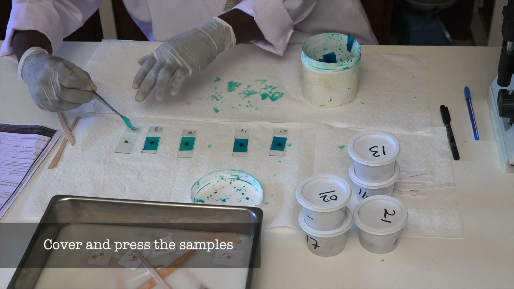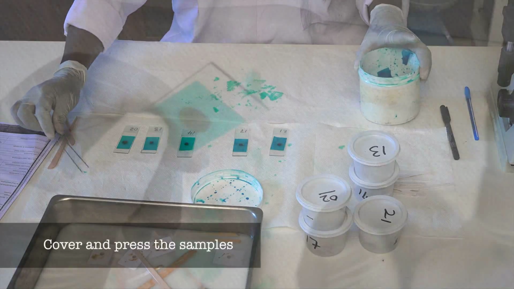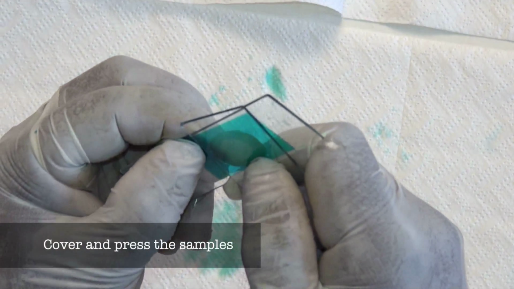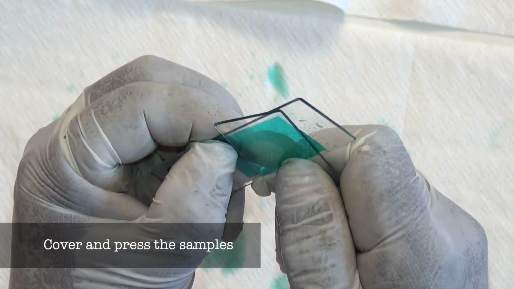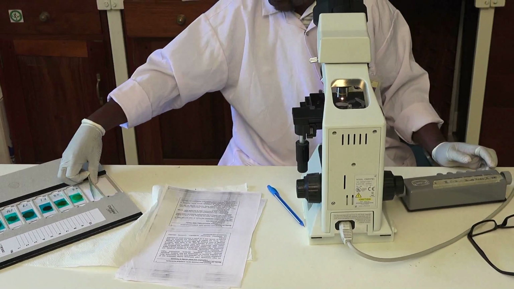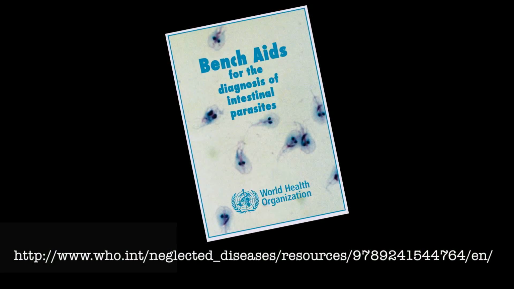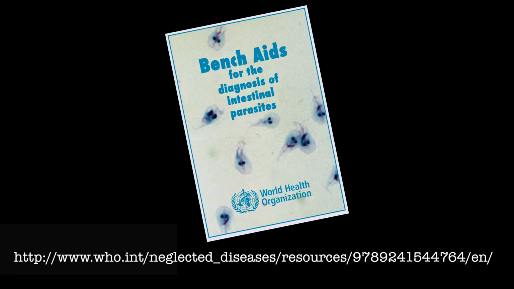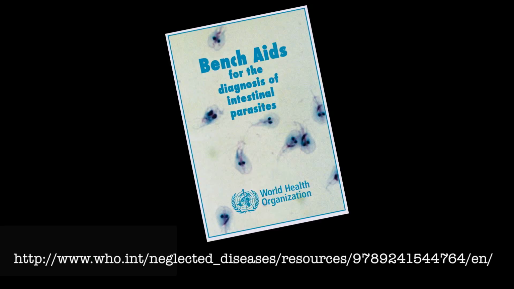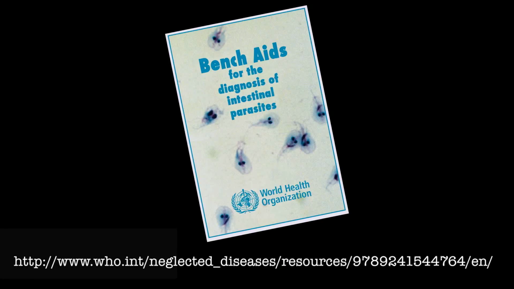Cover the fecal matter with pre-soaked cellophane strips and press one after the other with a clean slide. When the slide is clarified, it can be examined at the microscope. Remember that the appearance of the different parasite eggs is presented in the bench aids for the diagnosis of intestinal helminths, a document that is available online on the WHO website.